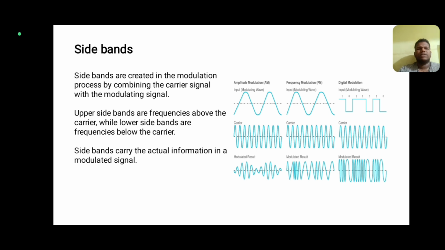Sidebands. Sidebands are created in the modulation process of combining the carrier signal with the modulation signal. Upper sidebands are the frequencies above the carrier, while lower sidebands are the frequencies below the carrier. Sidebands actually carry the information in a modulation signal.